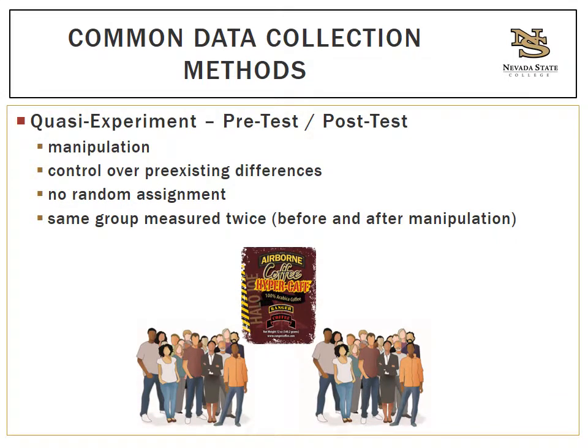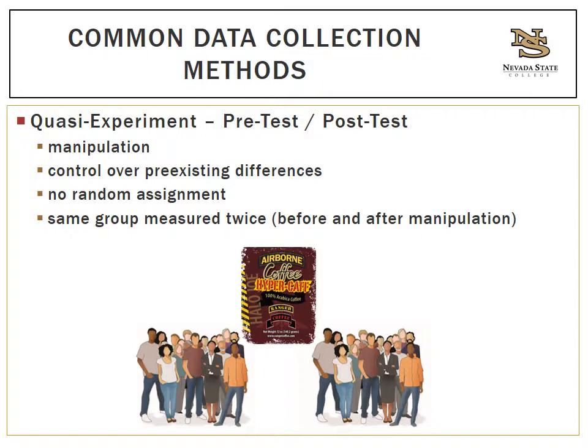Now, a quasi experiment is kind of like an experiment, but it's usually missing one element of manipulation, control, or random assignment. So I'll talk about two very common types of quasi experiments. One is the pre-test, post-test. So that involves manipulation, but there's no random assignment, and the same group is measured twice, before and after.